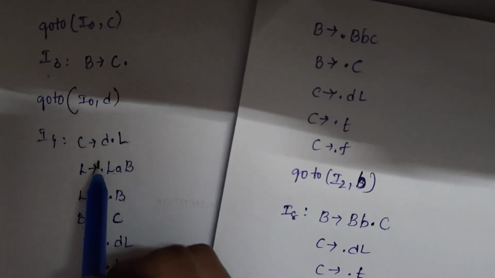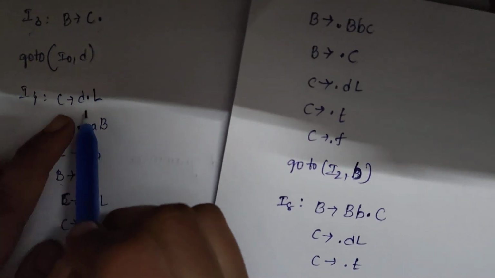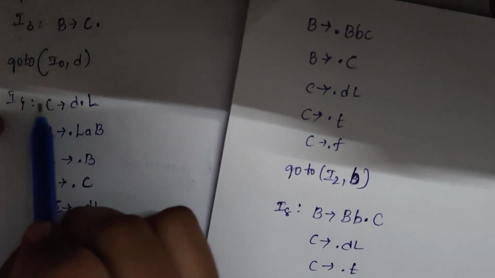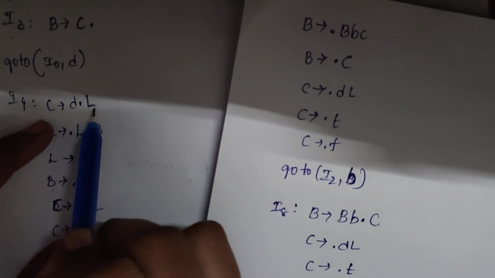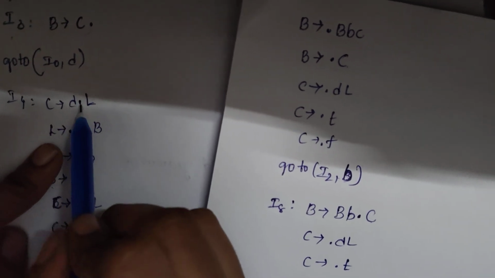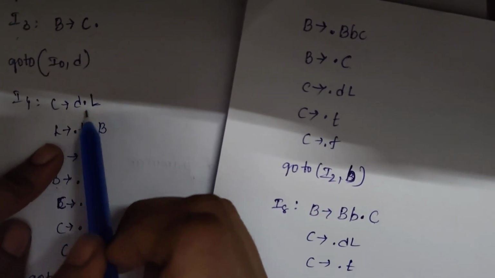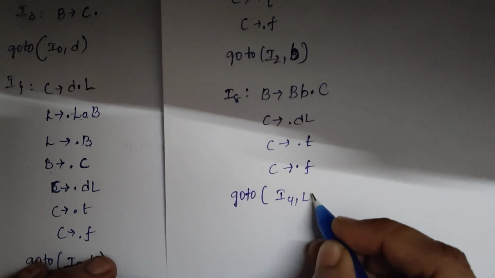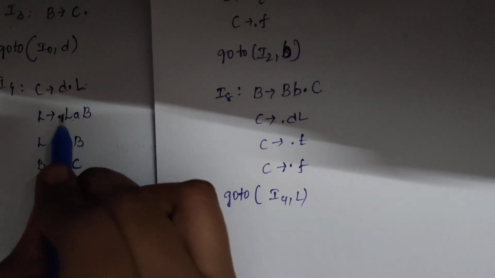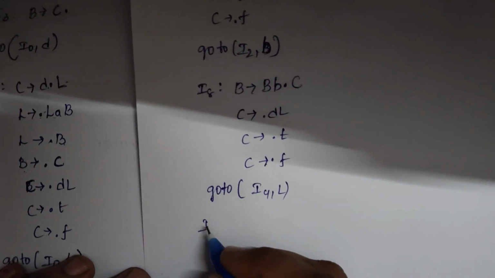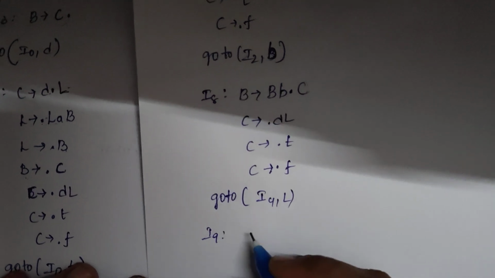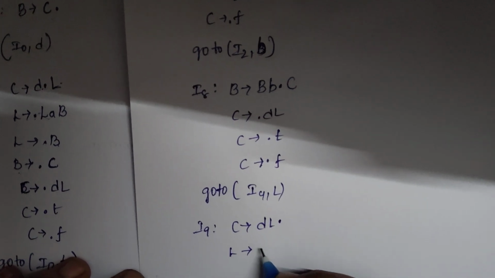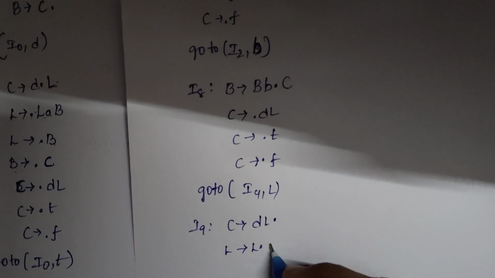Go to I4 and check if we need to shift the dot or not, as we need to shift the dot because it is in the middle. So okay, go to I4 comma L because we need to shift this. See if we have L anywhere else, as we have 2 times. The dot is following L 2 times, so go to I4 comma L and shift the dot. This dot will be shifted here, this dot will be shifted here. So you get I9 as C produces DL dot and L produces L dot AB.